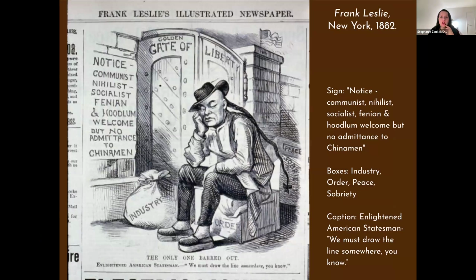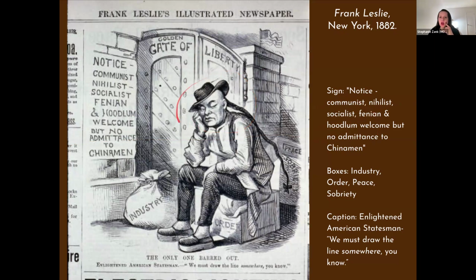some of you may have run into this cartoon before, actually. It's pretty popular to analyze this, it's called The Only One Barred Out. So take like 30 seconds. I'll give a tiny bit of context for it, where the sign's talking about communists, nihilists, socialists, Fenians, and hoodlums. Specifically, the socialists, nihilists, and Fenians at this point are also actually associated with acts of public violence. The Fenians are advocating for an independent Irish Republic through armed rebellion.